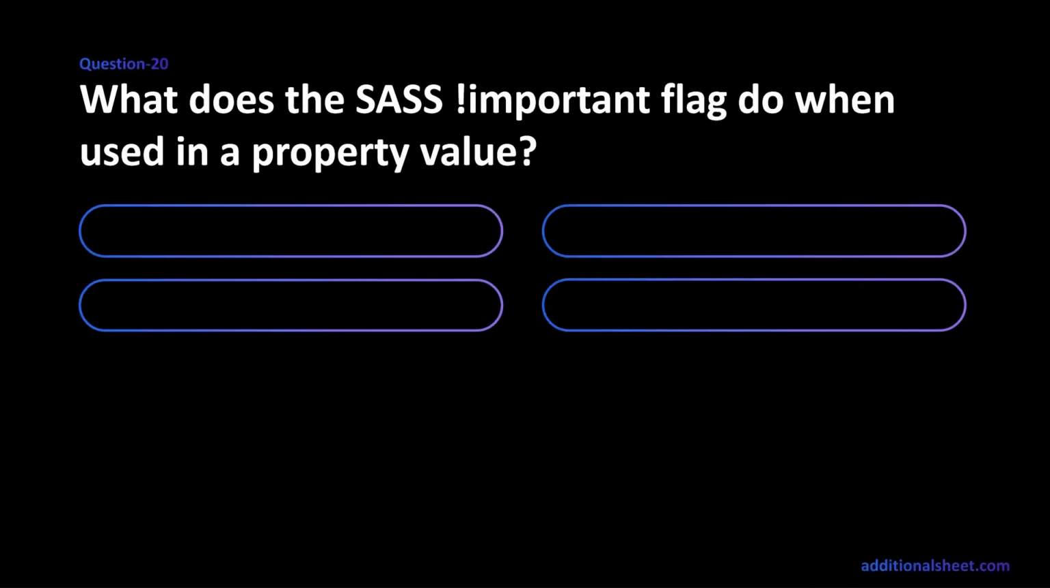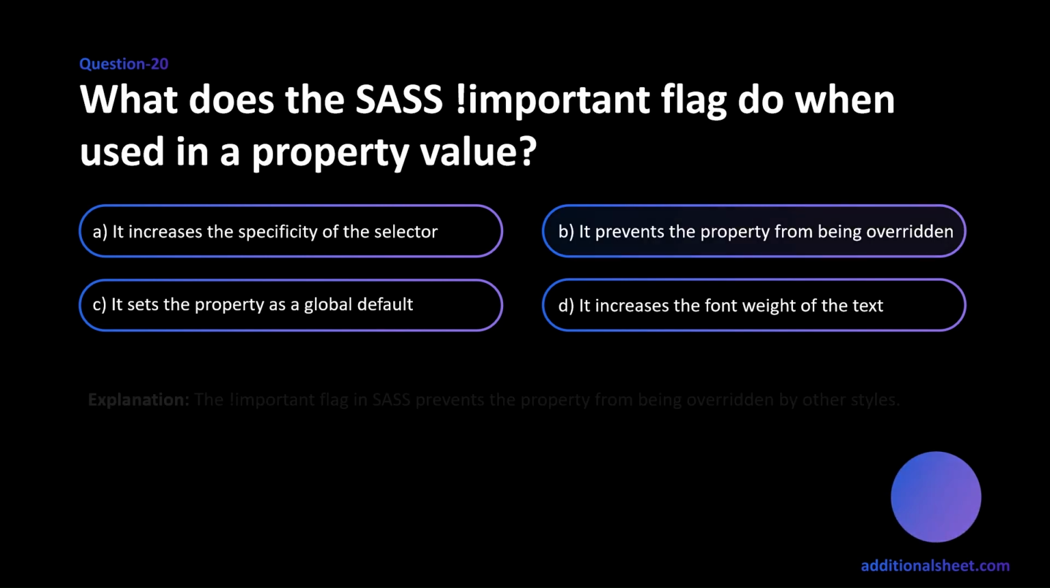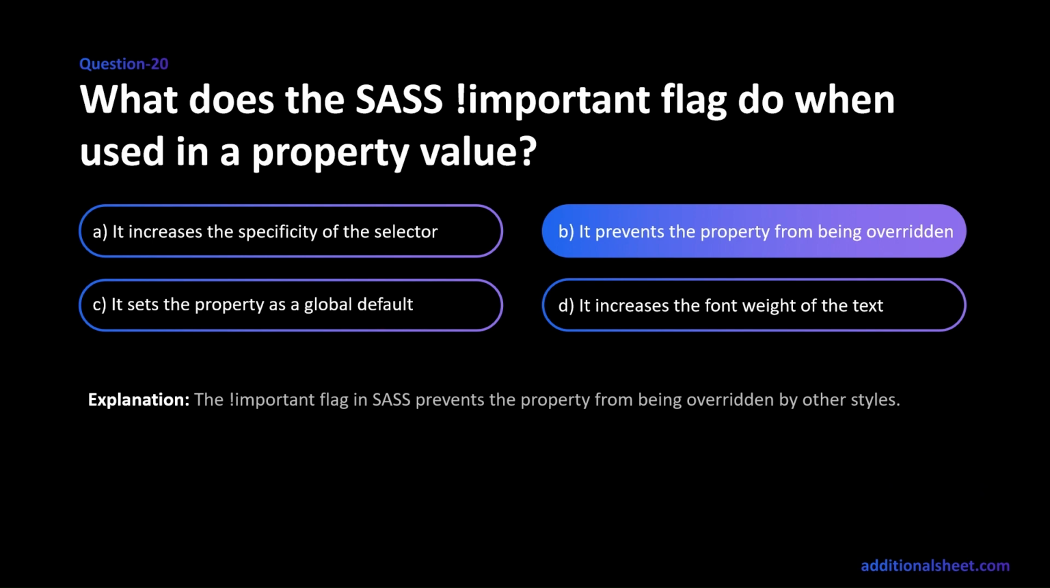Q20. What does the SAS important flag do when used in a property value? Options are: A. It increases the specificity of the selector. B. It prevents the property from being overridden. C. It sets the property as a global default. D. It increases the font weight of the text. Correct answer is option B. The important flag in SAS prevents the property from being overridden by other styles.